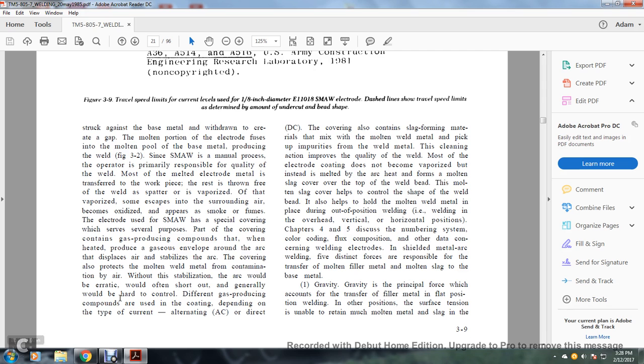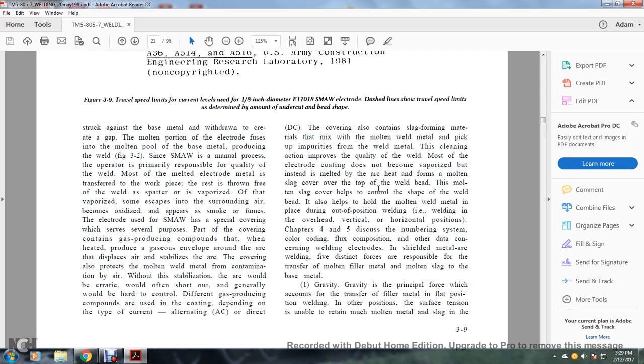Different gas-producing compounds are used in the coating depending on the type of current, alternating current or direct current. The covering also contains a slag-forming material, a mixture of the molten weld material, picking up the impurities of the welded material. The cleaning action improves the quality of the weld. Most of the electrode covering does not become vaporized, but instead is melted by the arc heat and forms the molten slag cover over the top of the weld bead.